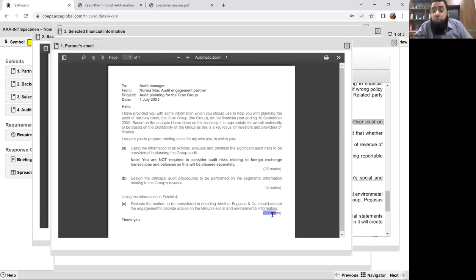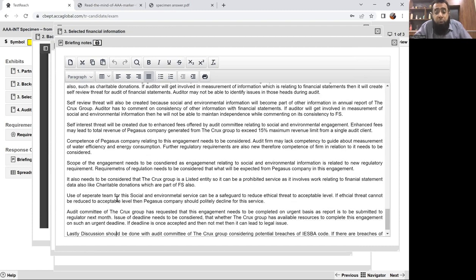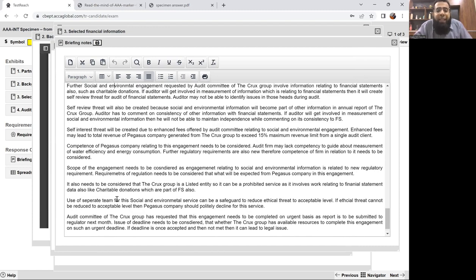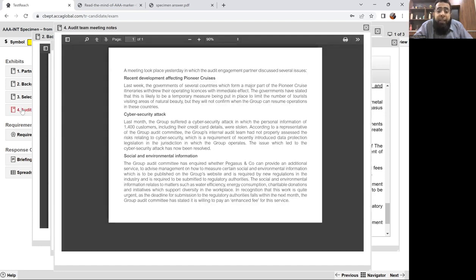We discussed this part in a lot of detail in the previous class. It was a 10 marks requirement in which we have to refer 10 points. But I told you that this was a bit difficult to get complete 10 marks, because a very small paragraph was leading us to 10 marks. The audit committee was putting time pressure, that the deadline is very near. Then they were asking us to do the management work on how to measure. Then there was a self-review threat issue. They were offering enhanced fees. There was a self-interest issue.